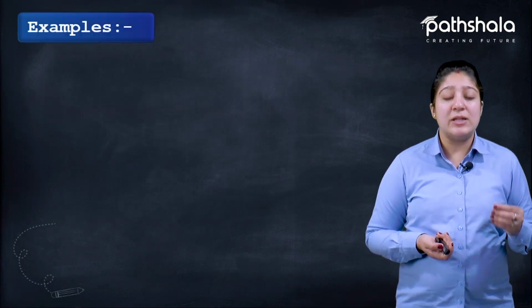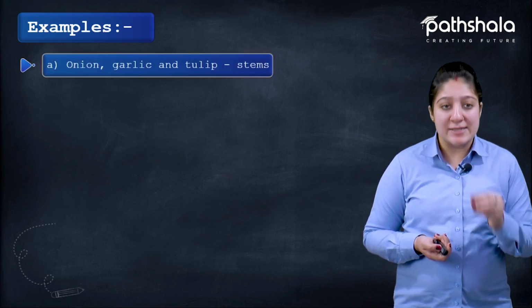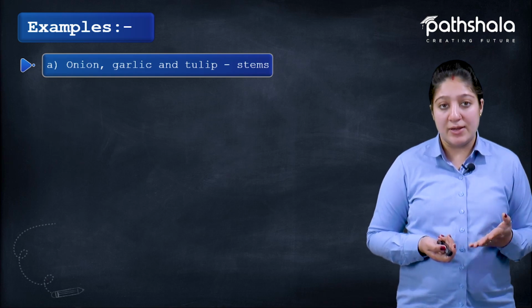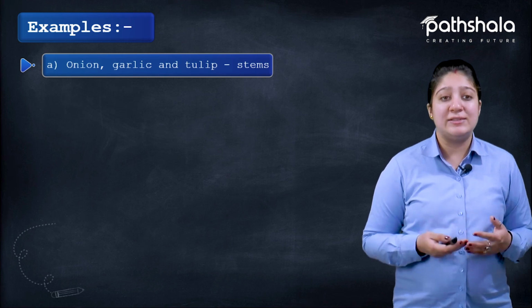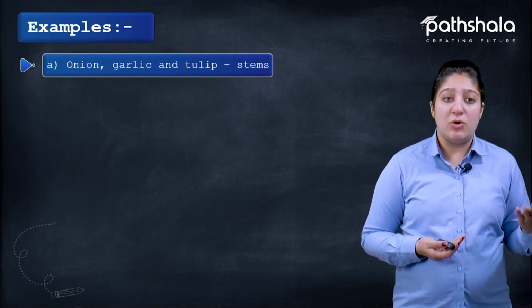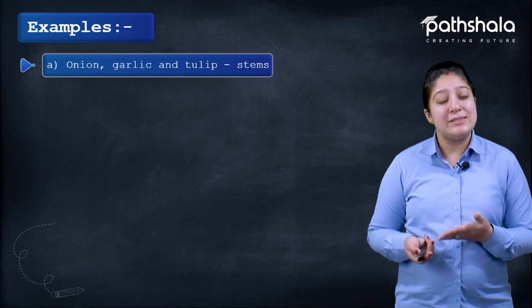Now what happens and what are the different examples? First of all, from the stems, as I have said, in this type of reproduction vegetative parts are used. Now from the stems, what are the different plants that can be reproduced? That is onion, garlic and tulips. So these can be grown through the stems itself.